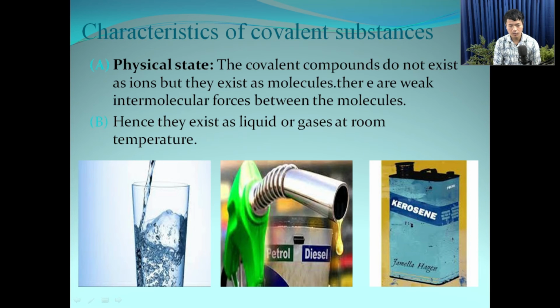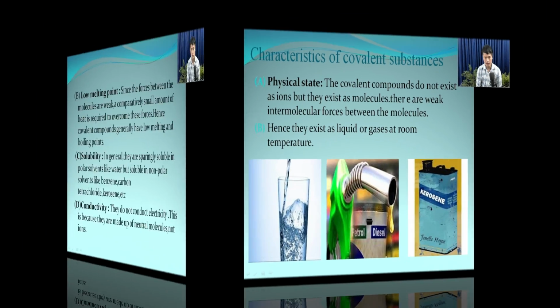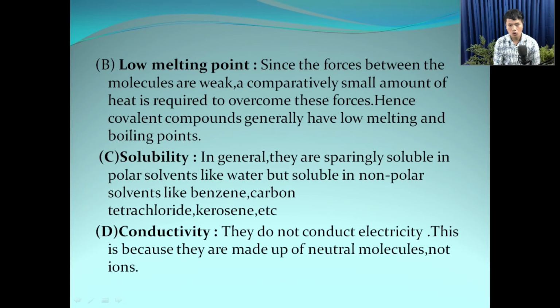Let us see some examples of covalent substances. First we have water, which is liquid. Next we have petrol, liquid, kerosene, liquid, and another example, let us say an oxygen molecule which is a gas. Now we have B, low melting point.